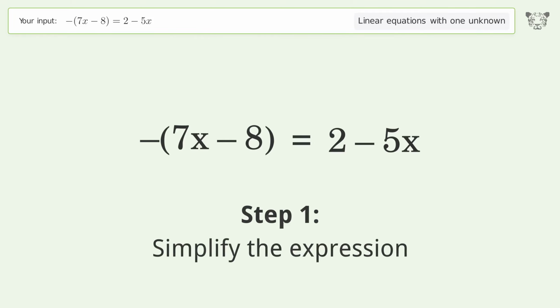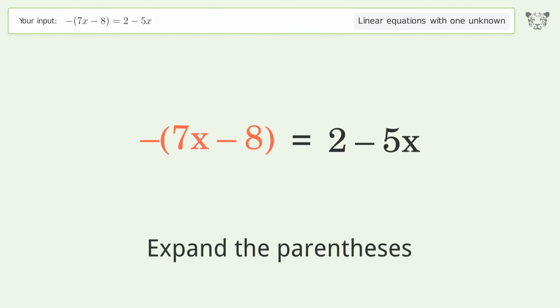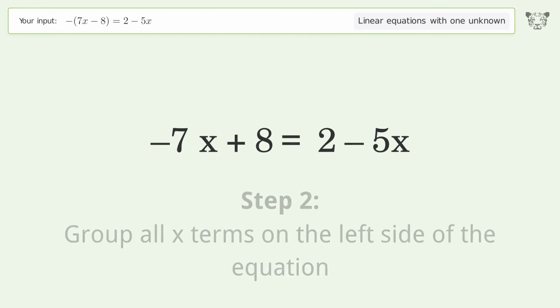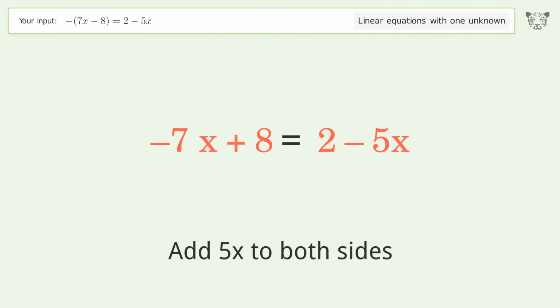Simplify the expression. Expand the parentheses. Group all x terms on the left side of the equation. Add 5x to both sides.